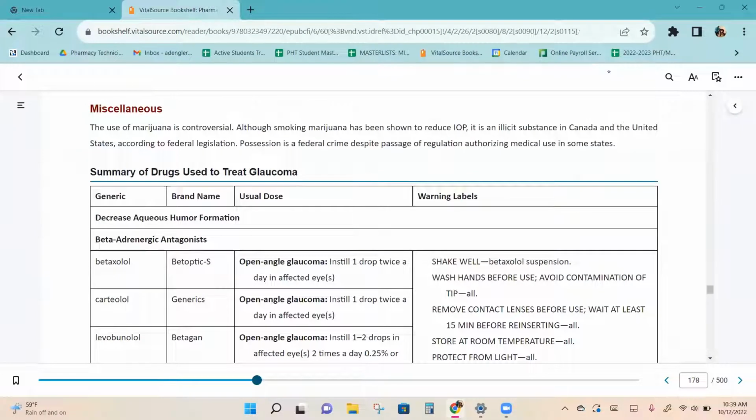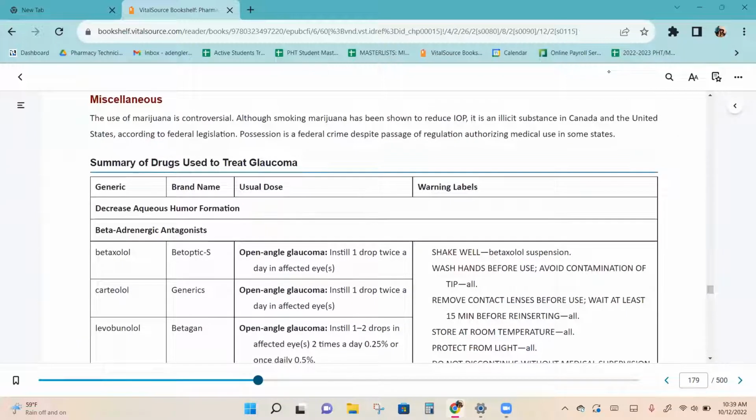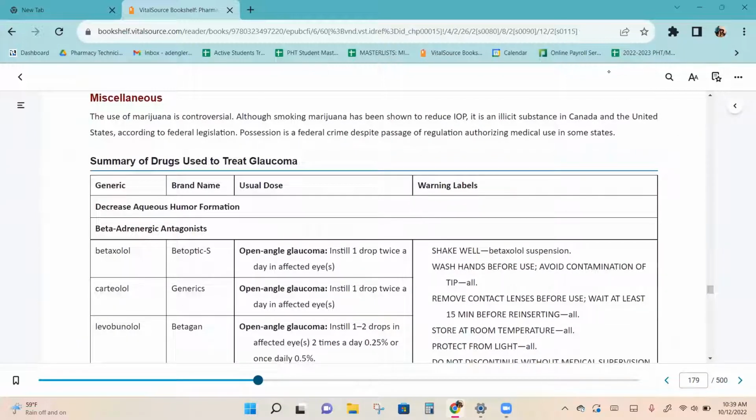All right, now we have the summary of drugs used to treat glaucoma, and we have our generic and brand names, our usual dosage, which we kind of already saw for some of these in the previous tables, but this one does have warnings. So the use of marijuana is controversial. Although smoking marijuana has been shown to reduce IOP, it is an illicit substance in the United States according to federal legislation. Possession is a federal crime despite passage of regulation authorizing medical use in some states.